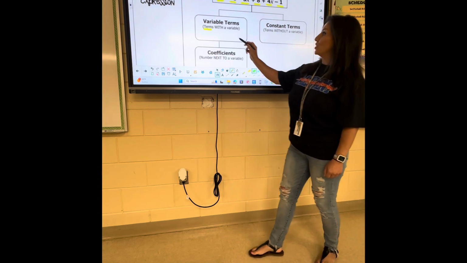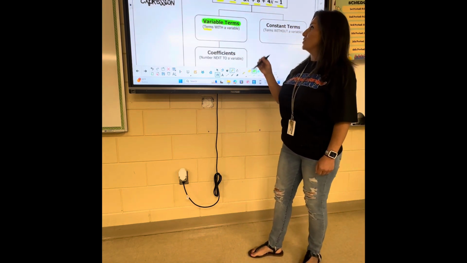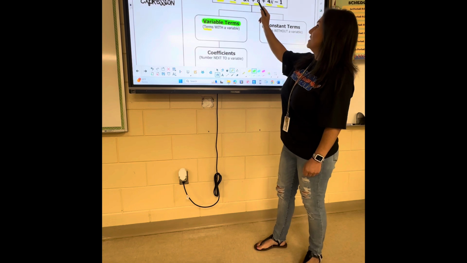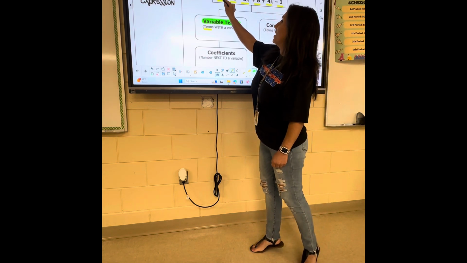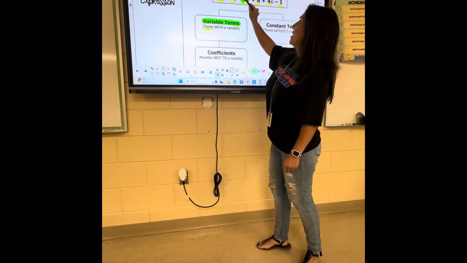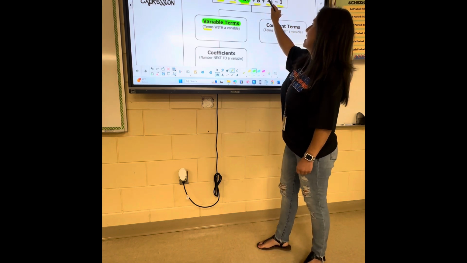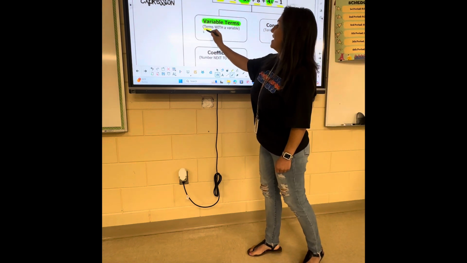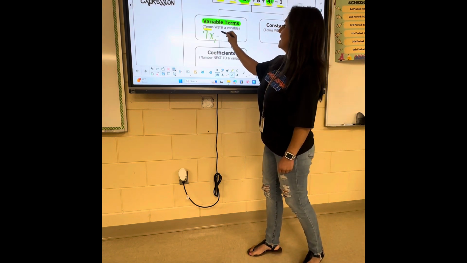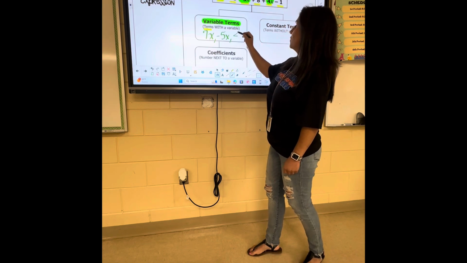So the next thing we're going to look at are variable terms. So these are the terms within this expression that have a variable on it. So a variable is the letter. So here I have 7x, here I have a negative 5x, and a 4x. So we're going to write those right here. I have 7x, negative 5x, and 4x.